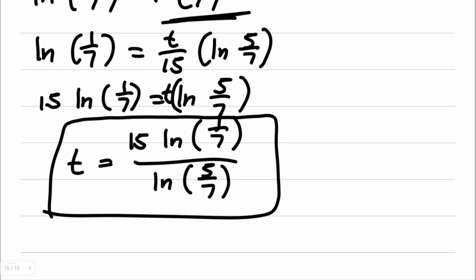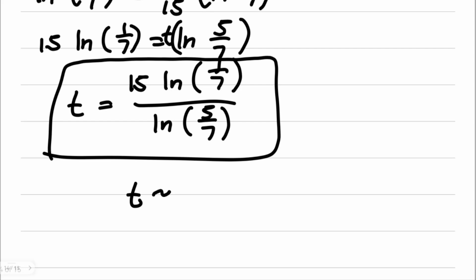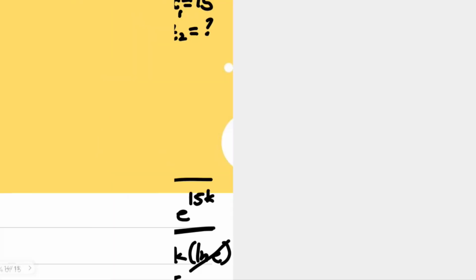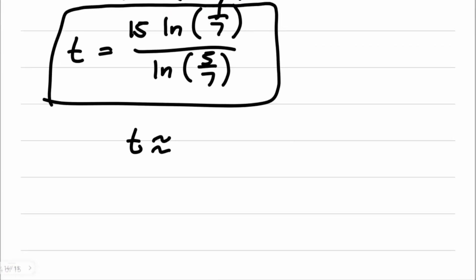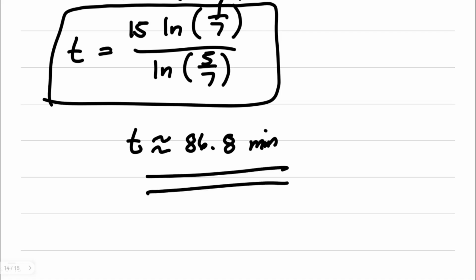When you solve and approximate that to a specific value, our t, the time needed for the frozen food item starting at negative 10 degrees Celsius to be warmed until 20 degrees Celsius at a room temperature of 25 degrees Celsius, given that it reaches 0 degrees Celsius at 15 minutes, is approximately 86.8 minutes. This is in the form of minutes. So this is the time needed for the specific object to be warmed until the intended target.